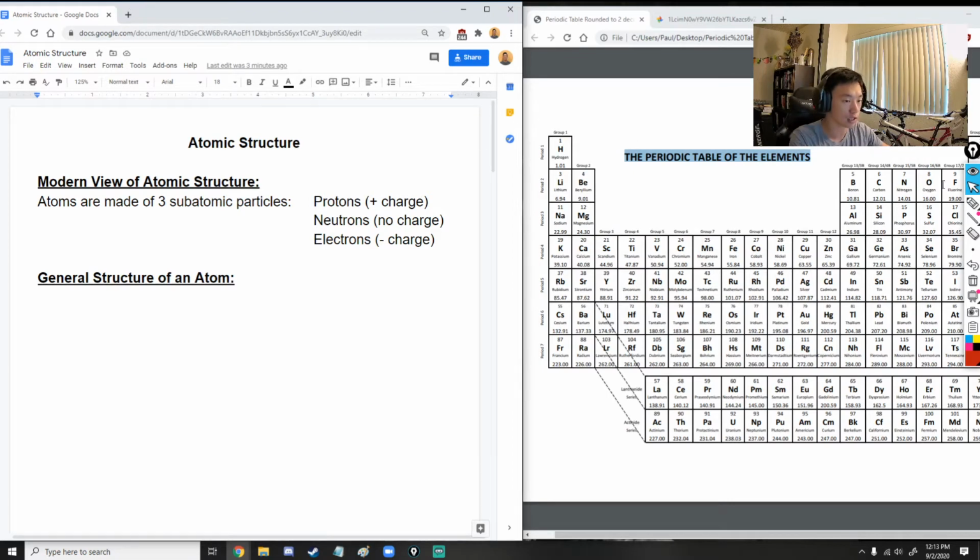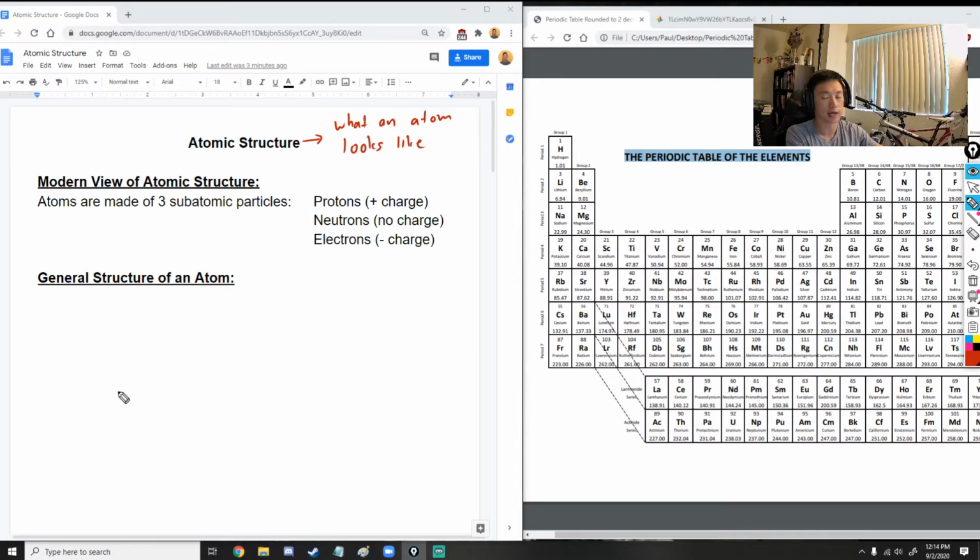So today we're going to be talking about something called atomic structure. Now, what is atomic structure? So it's basically a fancy way of saying what an atom looks like. Okay, so an atomic structure is what an atom looks like. Okay, so we're going to be talking about what these atoms look like on the inside because that'll help us get a better understanding of how they operate.